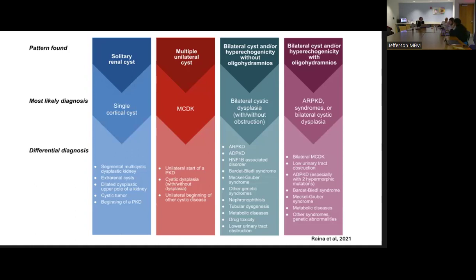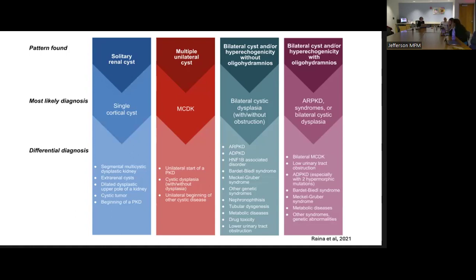So for our solitary renal cysts, again, most likely diagnosis is your single cortical cyst, but then you're also thinking about segmental multicystic dysplastic kidney, extrarenal cyst, so maybe it's an ovarian cyst, maybe it's not the kidney at all. Dilated dysplastic upper pole of a kidney, a cystic tumor, or the beginning of polycystic kidney disease.